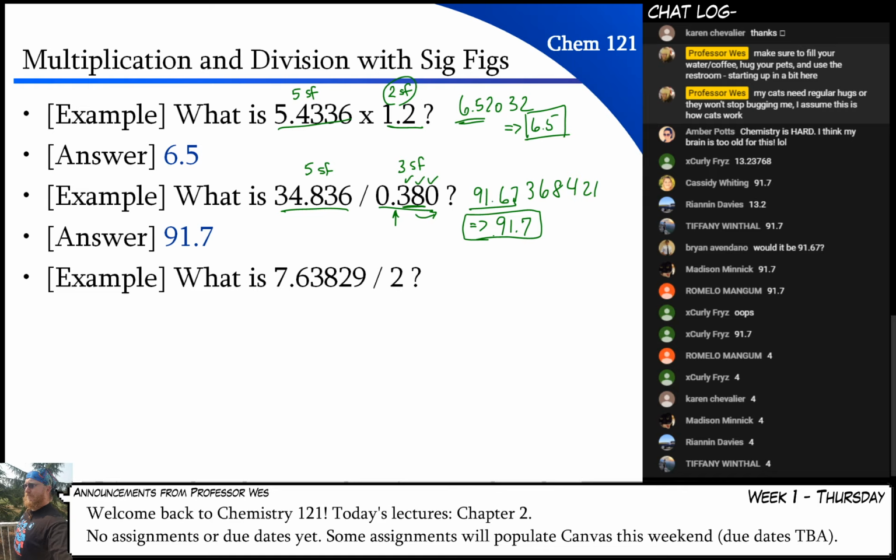See a lot of 4s in there. Is 4 really the answer? Well, let's find out. 7.63829 divided by 2 gives me 3.819145.